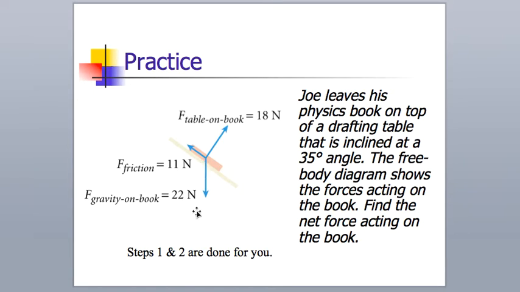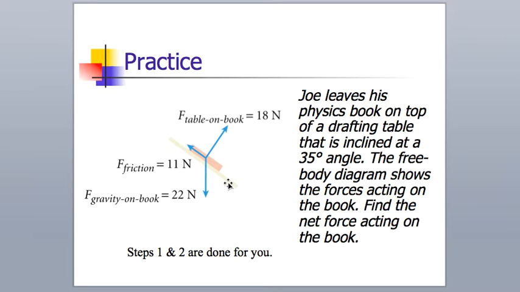They gave us the gravity or the weight force acting on the book as 22 newtons. They gave us the normal force acting on the book, and notice that's the table pushing out on the book at an angle. That's 18 newtons. And then friction is up the incline because the book has a tendency to slide down the incline. Friction will be opposite that motion, and so 11 newtons of force up the incline. We are going to find the net force.